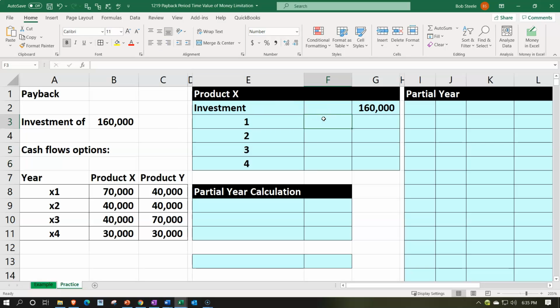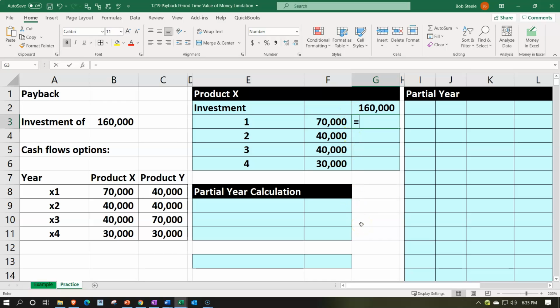Then I'm just going to pull in the payments that we expect to be receiving in the future. Year 1, 70,000. Going to use the autofill to populate on down for the 40, 40, 30. Autofill handle dragging down. There's the 40, 40, 30. So there's the same payment line items. Now we're just going to say, all right, when are we going to get that 160,000? When do we clear the 160,000?